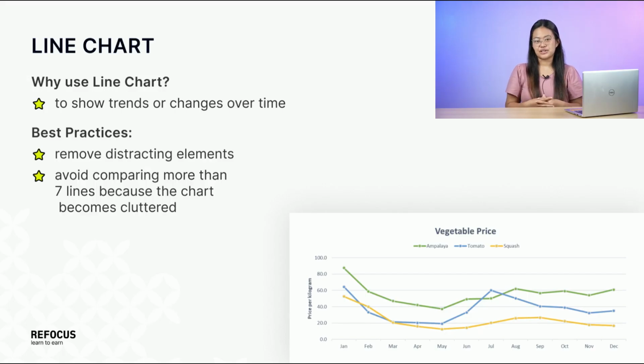In summary, we have learned that we will use a line chart to show trends or changes over time. And for some of the best practices, always try to remove distracting elements and avoid using more than 7 lines, because usually our chart becomes cluttered.